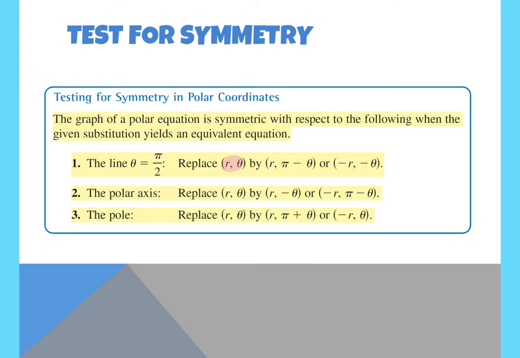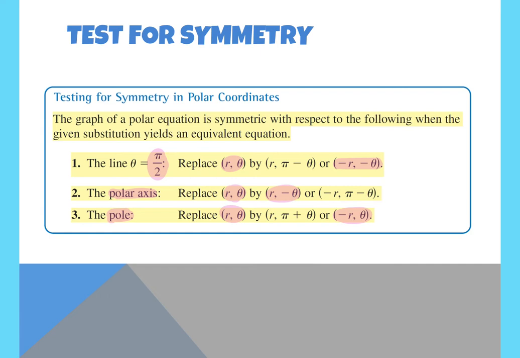So replace r theta with, I would do both. I think that's easier than the pi minus theta for the pi over 2. For the polar axis, replace r theta with r negative theta. And for the pole, replace r theta with, and I would change the second one, negative r theta. But again, I'm going to teach a shortcut. So if you forget the shortcut, then that is how you do it.